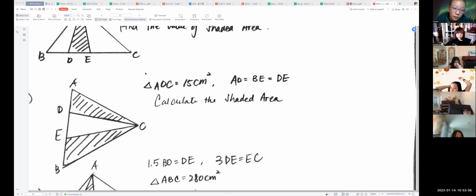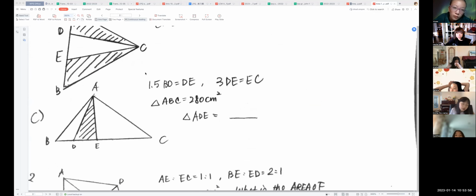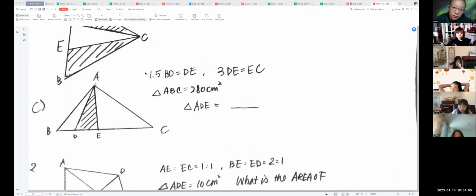So now let's take a look at this one. This part is a little bit different. This question said 1.5 BD equals DE, 3 DE equals EC, and triangle ABC equals 280 centimeters squared. What is ADE? Okay, so this question, I'm going to help you a little bit. Don't worry about it. I'm a very good teacher. I'm not going to leave you alone.